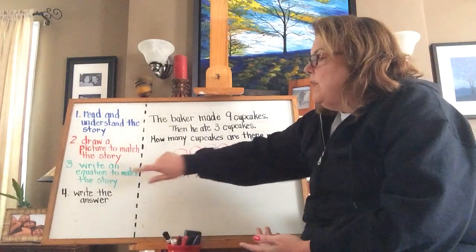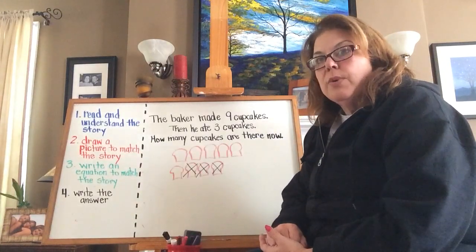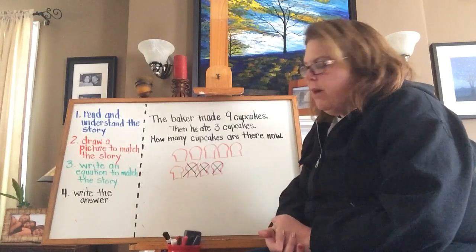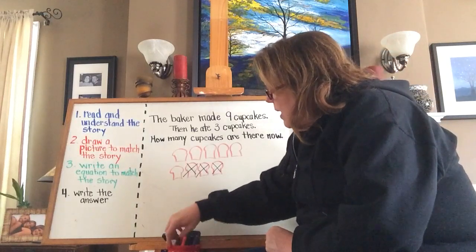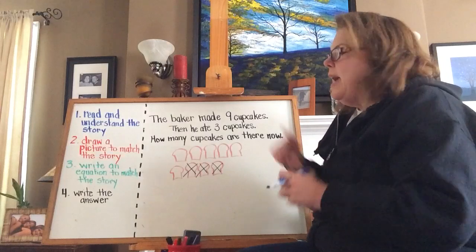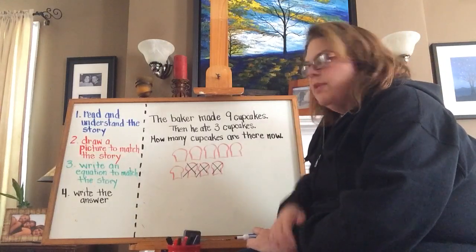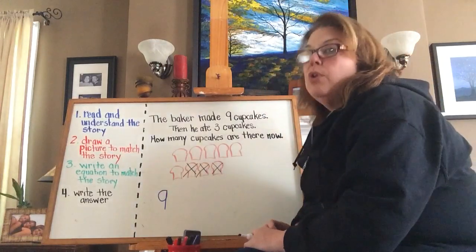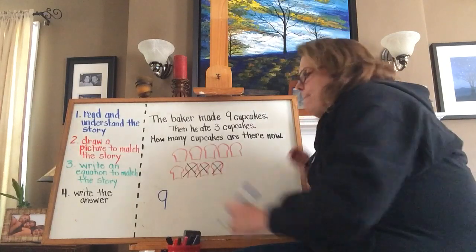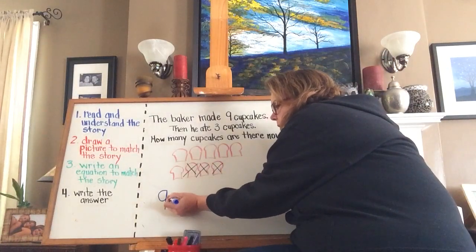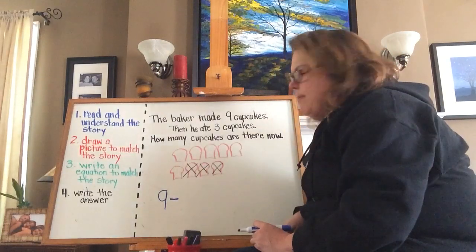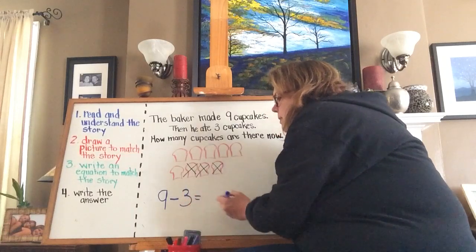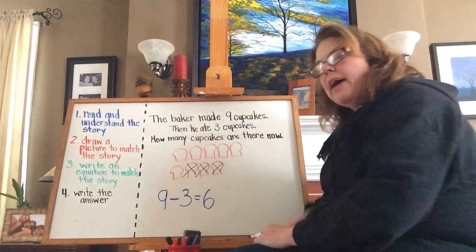So the next thing I need to do for number 3 is write an equation to match the story. So remember, this one is subtraction, it's takeaway. So we're going to use that minus sign now on this one. If I want to write an equation to match the story, I think of how many cupcakes did we start with? There were 9. So I'm going to say 9. And then we took 3 of them away. So remember, we use that minus sign. That means take away. So minus, and it's just a straight line like that. 9 minus 3, because we took 3 away, equals 6. We counted 6 cupcakes were left.